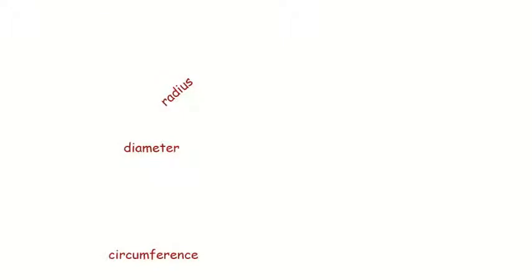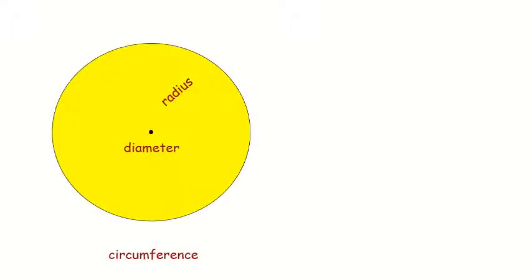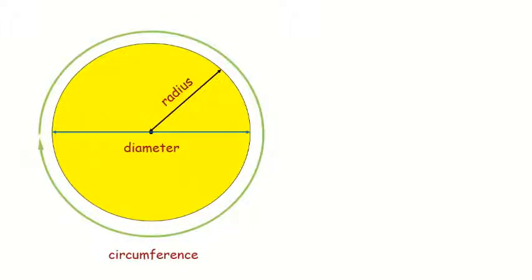So let us just consider the circle. A circle is a shape consisting of all the points at a fixed distance from a given point. The point is called the center, and a line from the center to any point on the circle is called the radius. A line from one point through the center to the opposite point on the circle is called a diameter. And the perimeter of a circle has a special name. The perimeter of a circle is called the circumference.